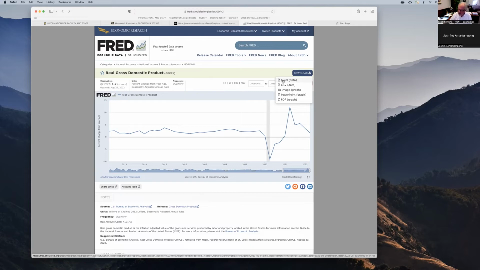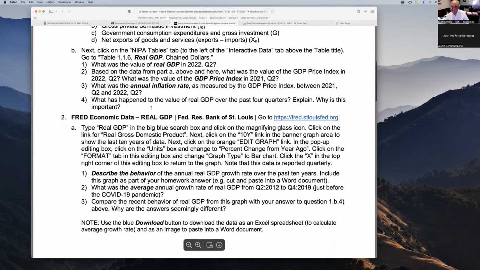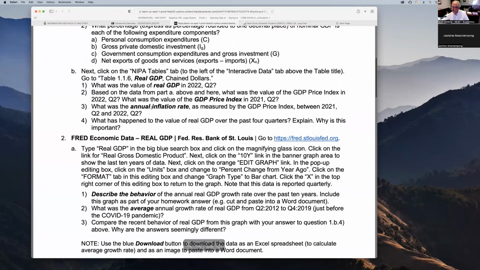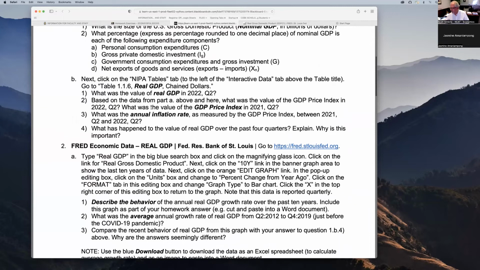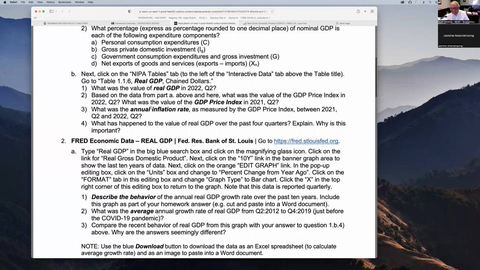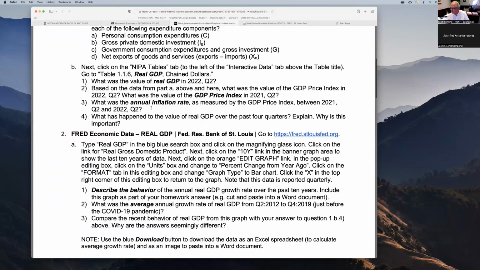Get you familiar with the data. Understand where data comes from, that these reports come out, that it gets reported quarterly or monthly. That you can use Excel. You can use FRED. FRED is a really useful tool. This homework does a lot of different things. All right. Compare the behavior of real GDP from this graph with your answer to question 1B4. There you go.